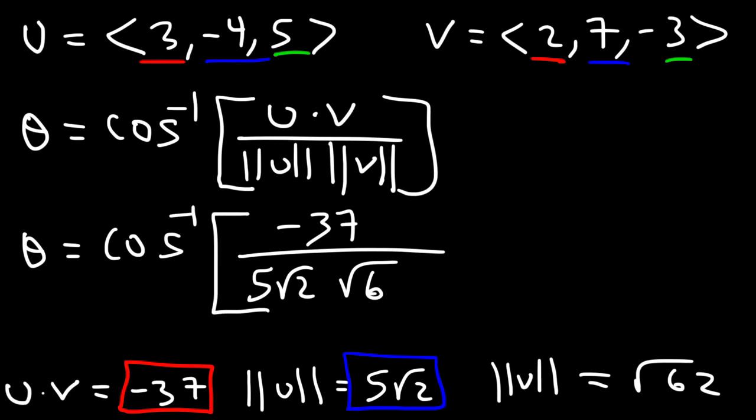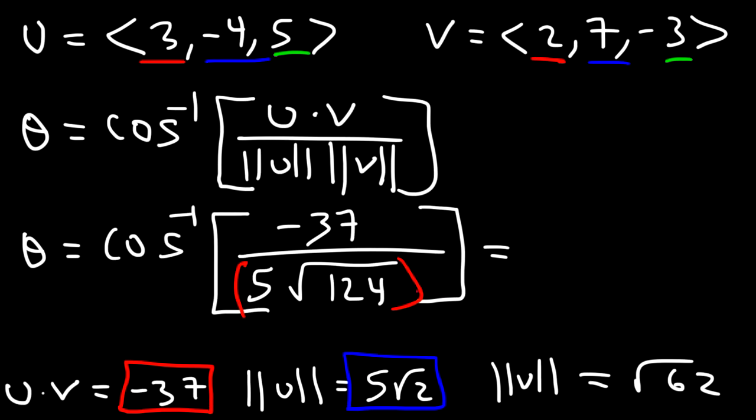2 times 62, that's 124. Now granted, you could simplify that radical and then rationalize the denominator, but we're not going to worry about that. Let's just type it in the way we see it, including the set of parentheses here. So go ahead and type that in your calculator.